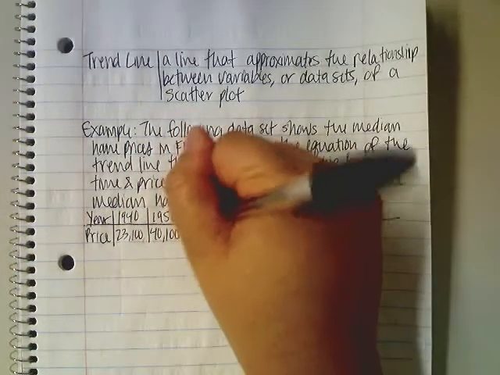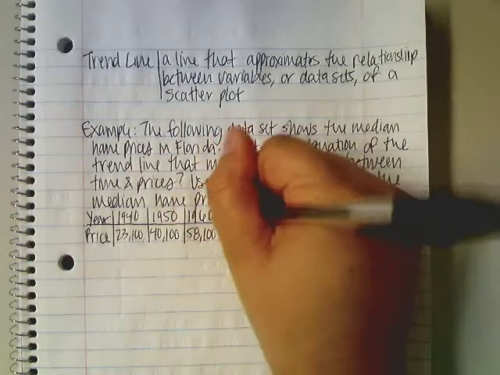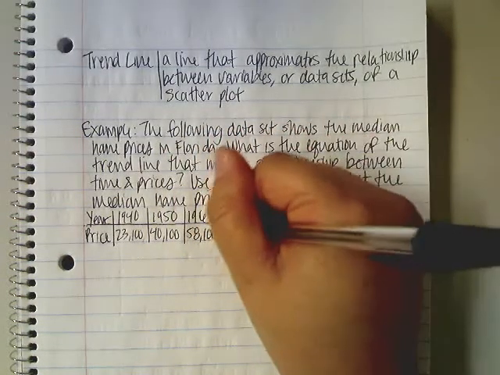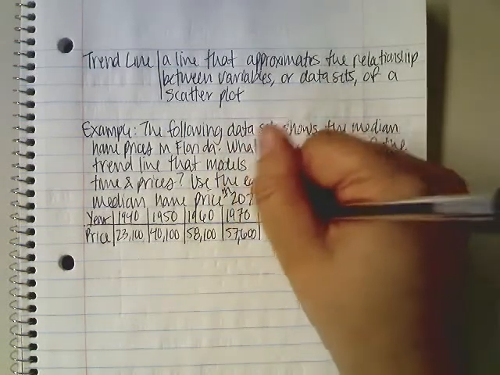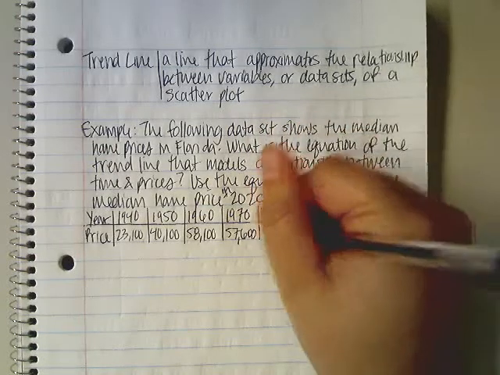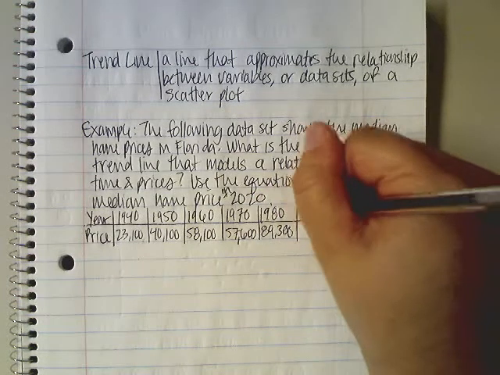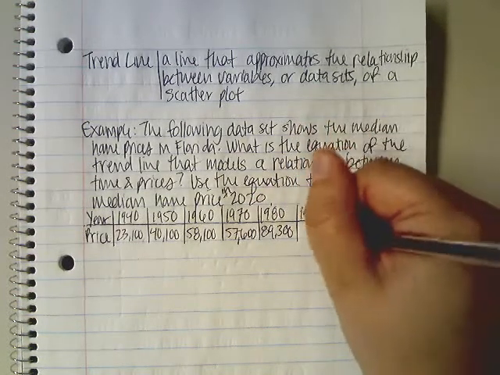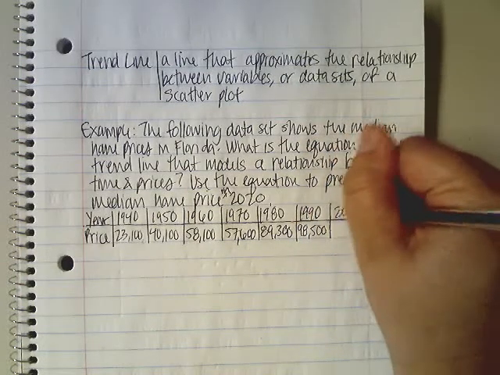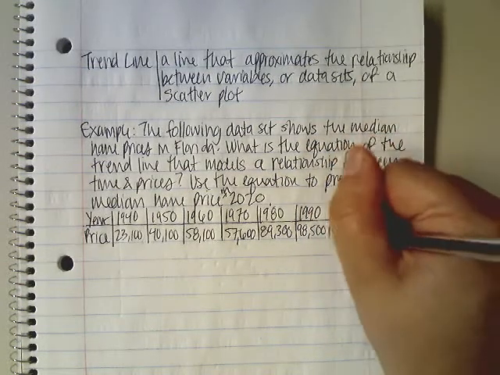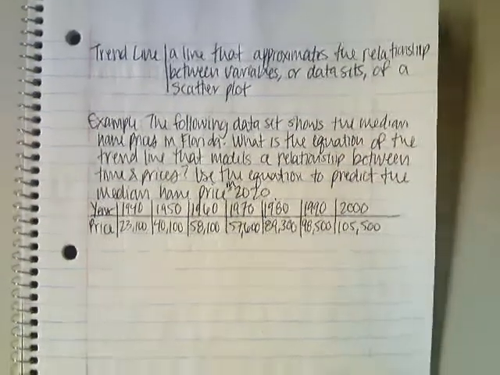In 1960, we have $58,100. In 1970, we have $57,600. In 1980, we have $89,300. In 1990, we have $98,500. And the last year they record is 2000, which is $105,500. So this is our data set.